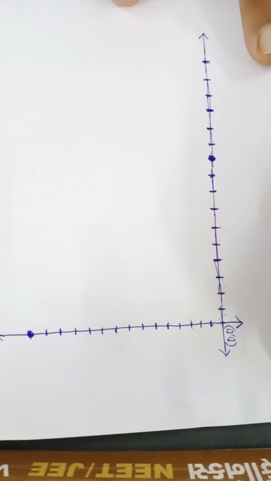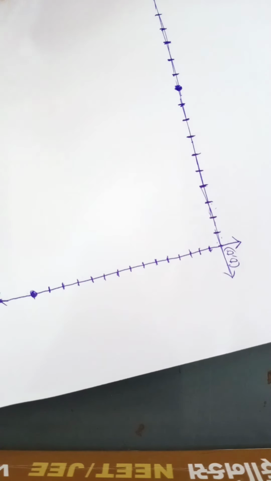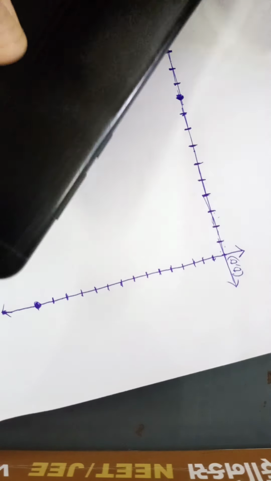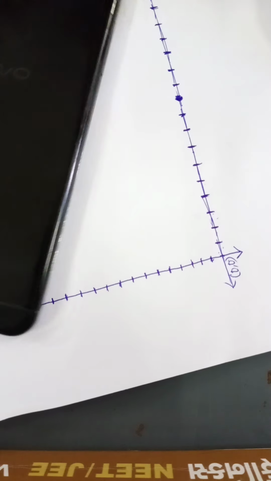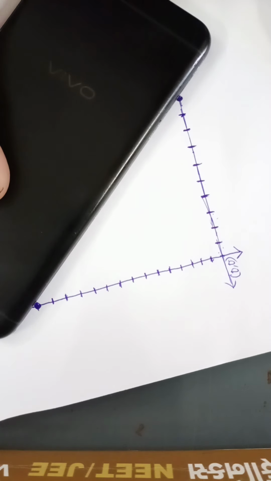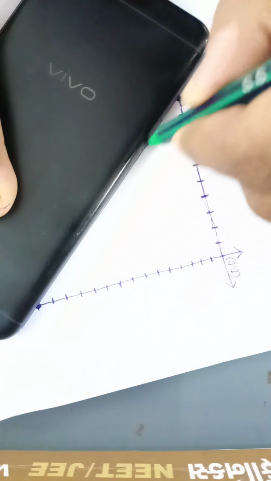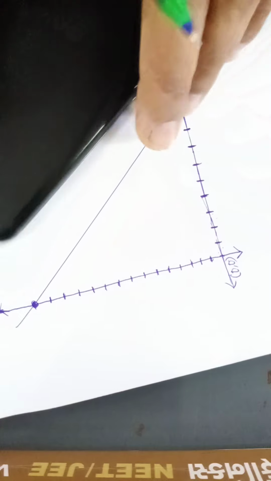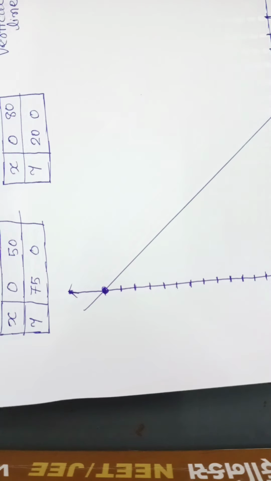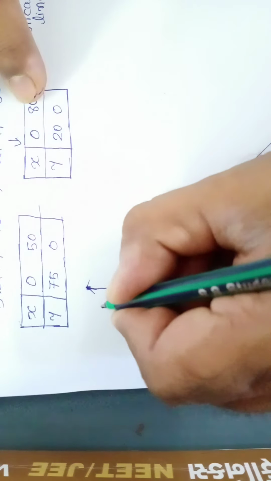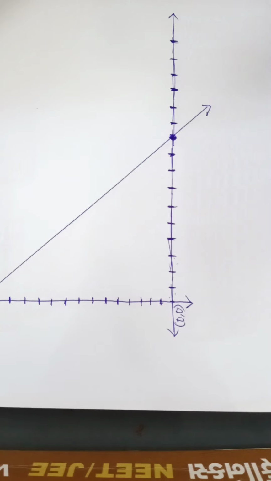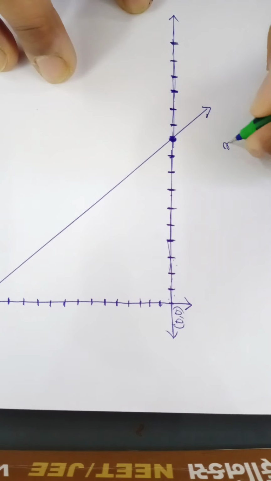Let us join these two points. It's really difficult work, but let me draw the line with the help of my cell phone. I just draw this line with the help of my cell phone here. This is the line, right? It represents 3x plus 2y is 150. This line represents 3x plus 2y is 150.